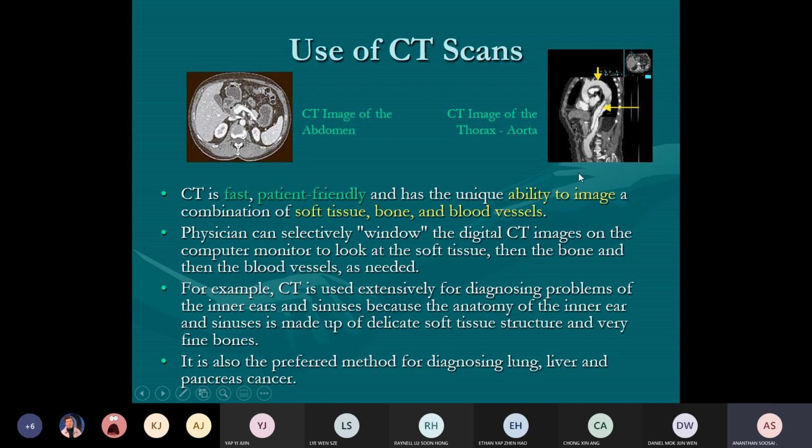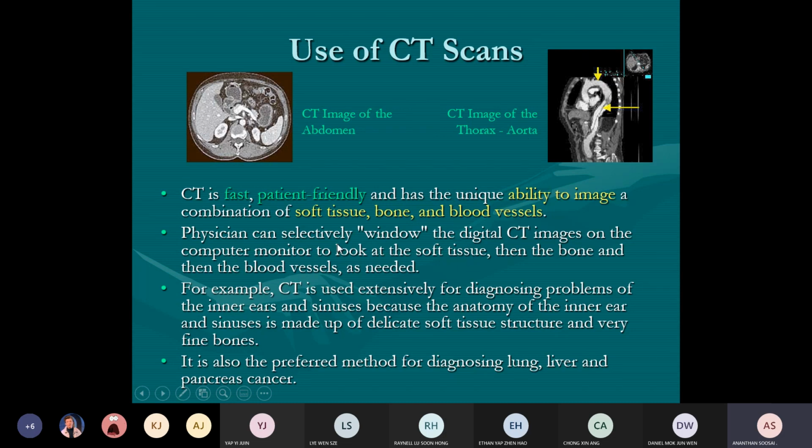So it has a unique ability to image the soft tissue, bone, and blood vessels. It's an all-rounder, quite a versatile type of scanning. Especially for bone, for brain, blood vessels, CT scan will be useful. CT scan and also MRI is good enough. Both are good.